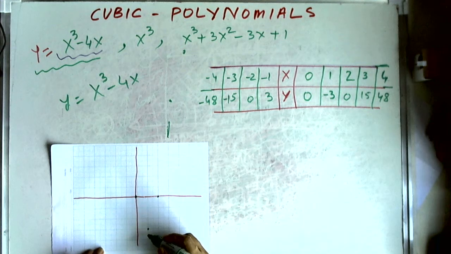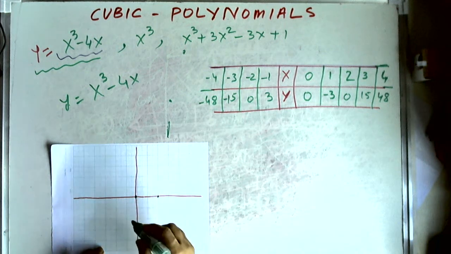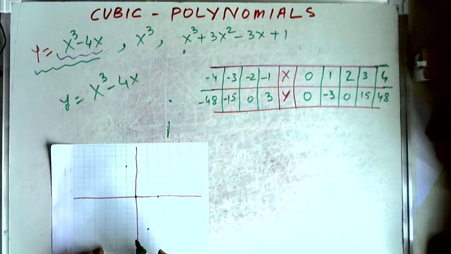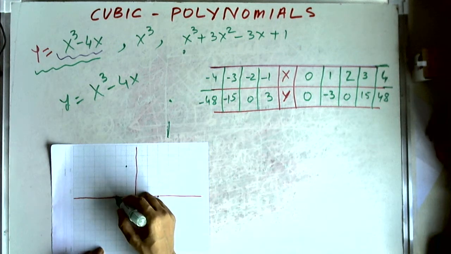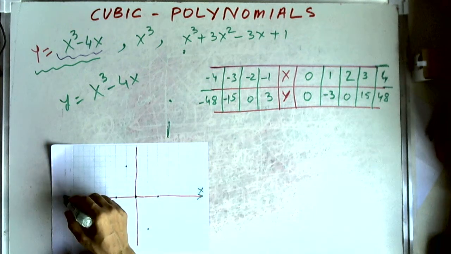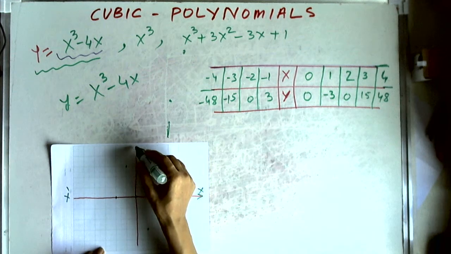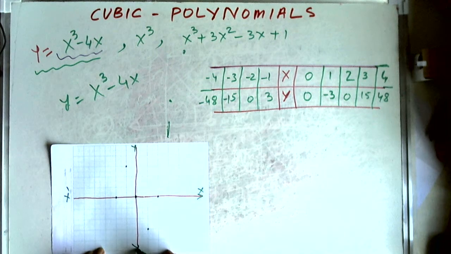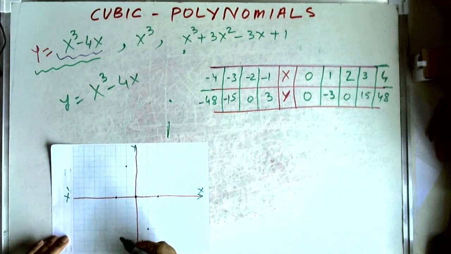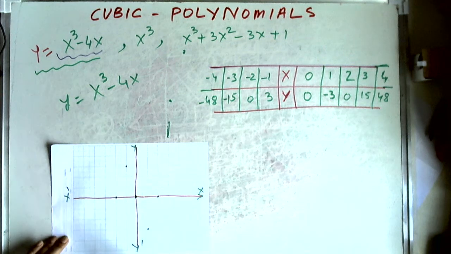X is minus 1, then y is plus 3. Minus 2, it is 0. This is x, this is x dash. This is y, this is y dash. And when x is minus 3, then y is minus 15, and it is going very far below, and x is minus 4, and it is going somewhere here.